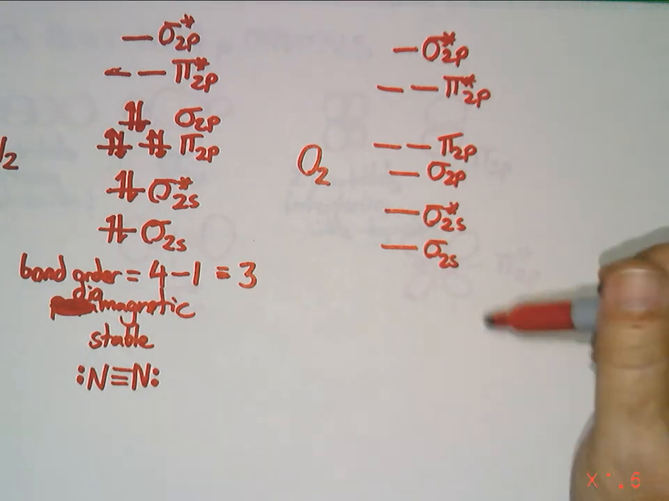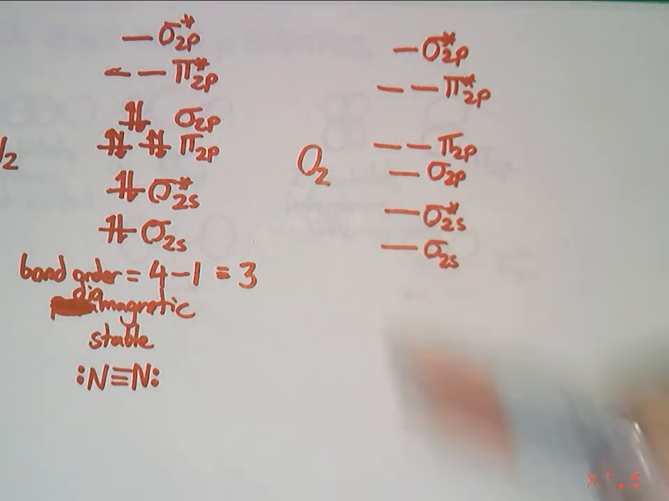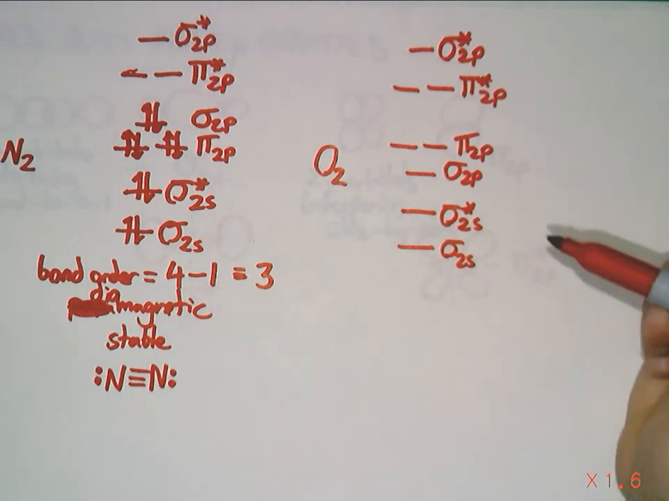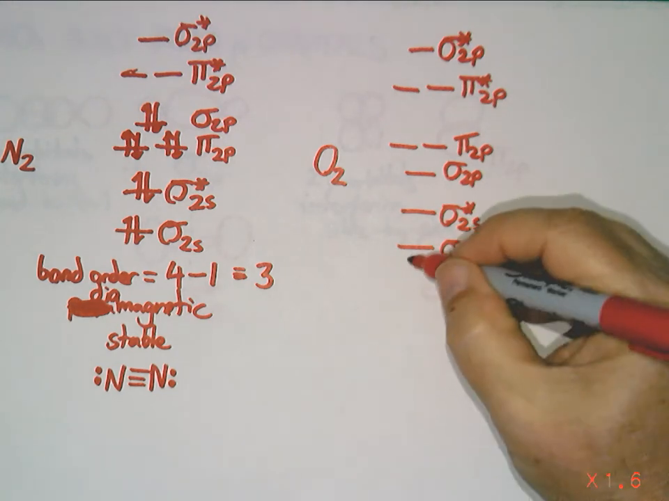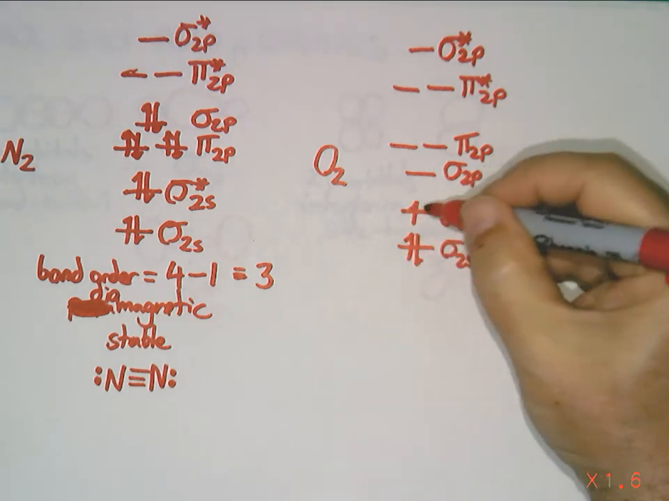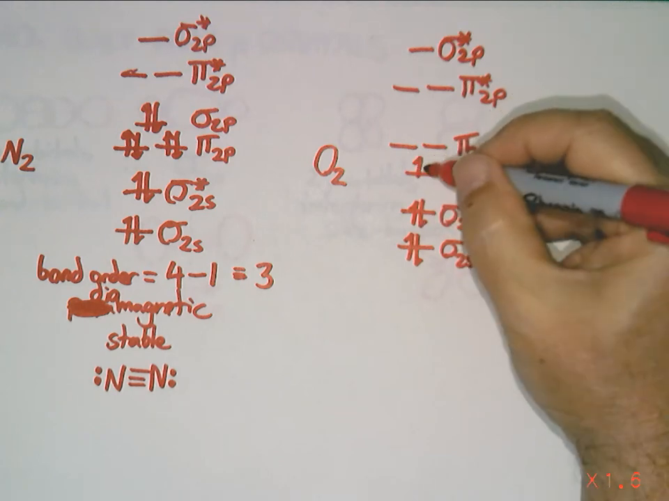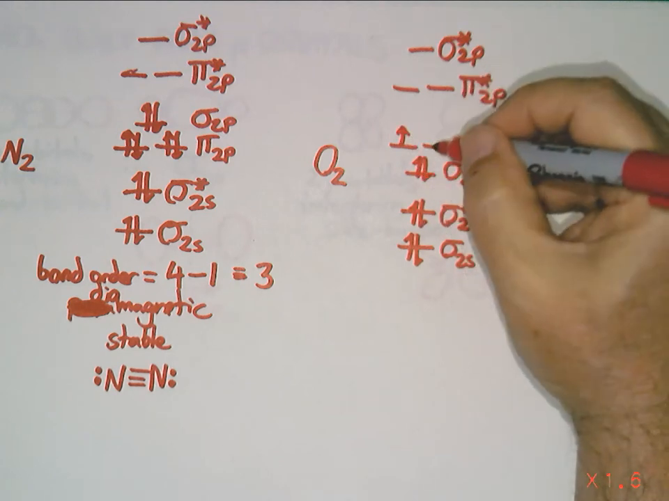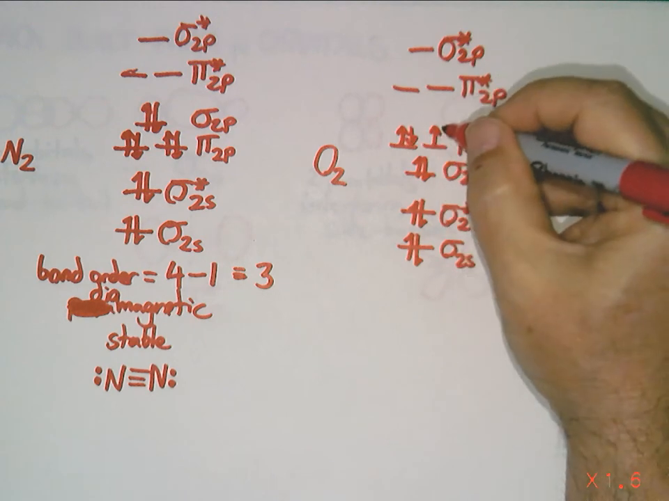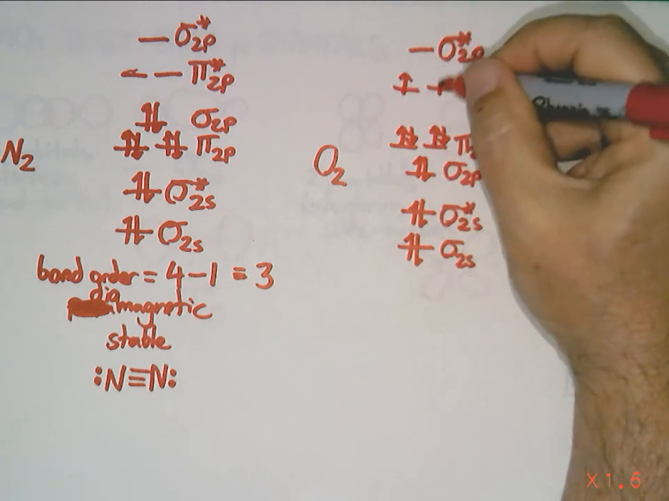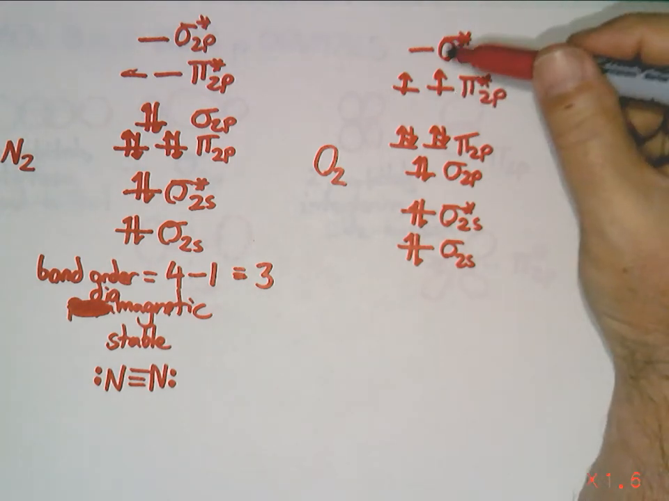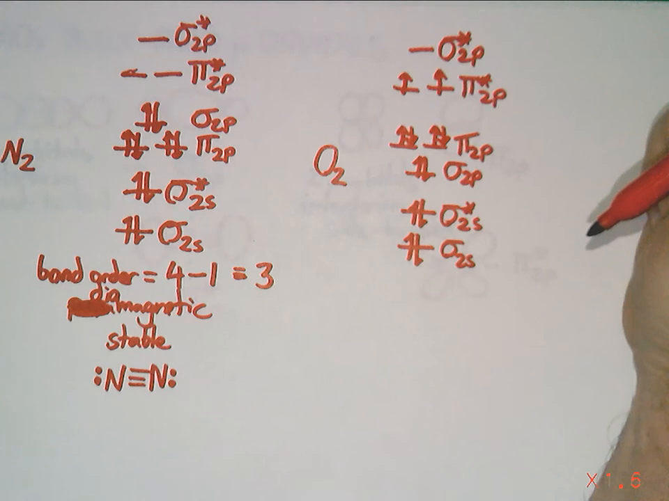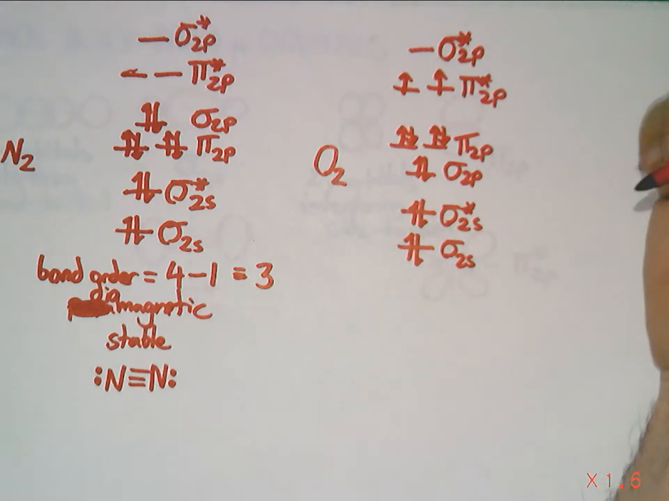Okay, how many electrons? If I look at the valence electrons for oxygen on the periodic table, there are 6. So I'm going to have 12 electrons to fill in. 1, 2, 3, 4, 5, 6, 7, 8, 9, 10, 11, 12. Now notice I used Hund's rule. I spread them out and line them up as much as I can. Alright, so here is the molecular orbital diagram for O2.